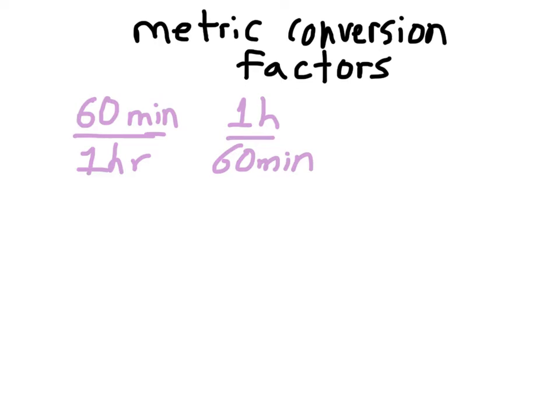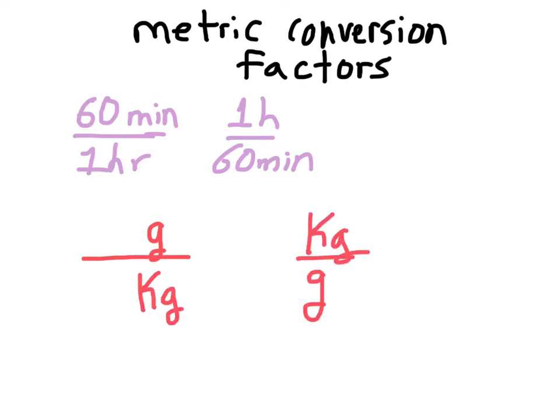What's the relationship between grams and kilograms? So grams and kilograms, or kilograms and grams. What's their relationship? Well, 1 kilogram has 1,000 grams, because kilo means 1,000, which means if we were writing it the other way, it would look like this. So far, so good? All right, let's try another one.